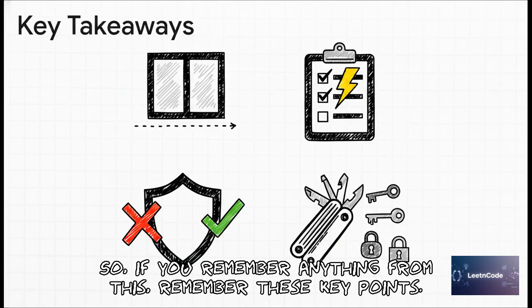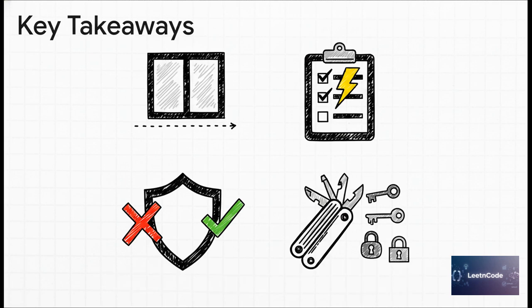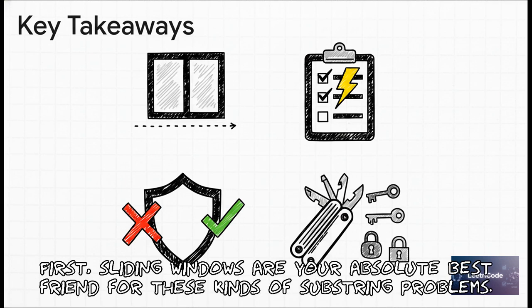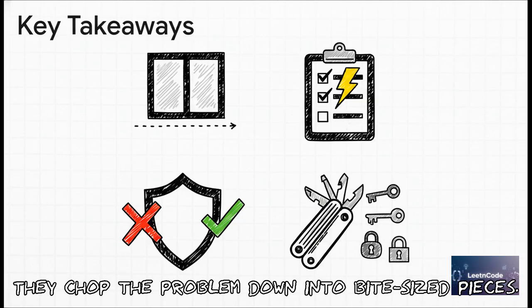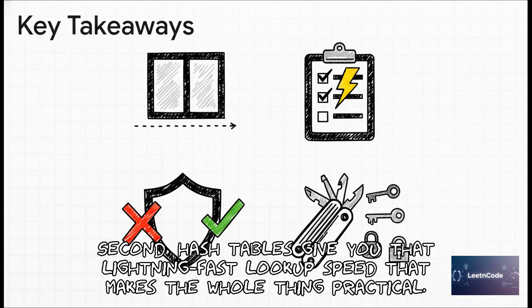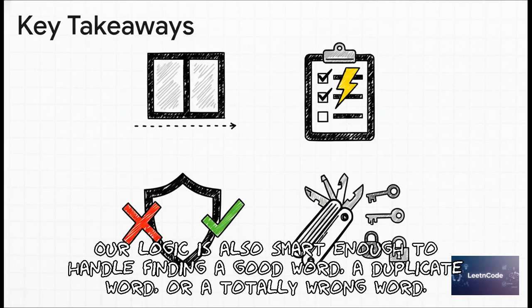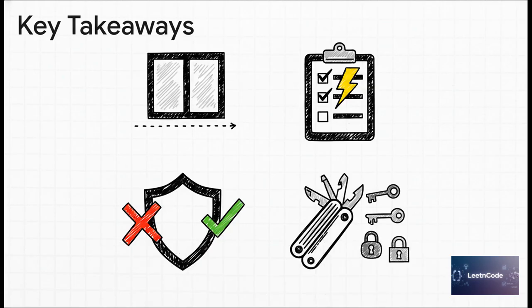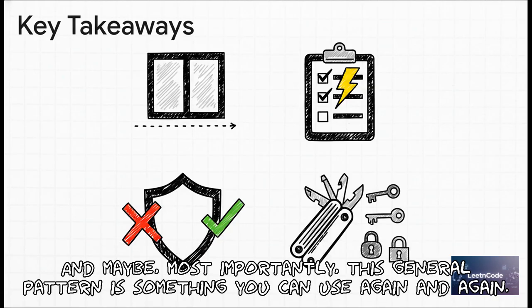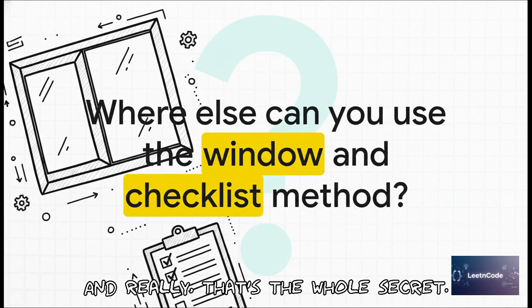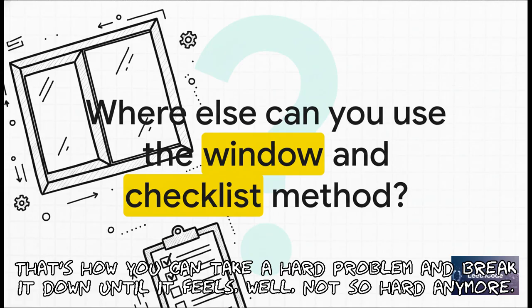So if you remember anything from this, remember these key points. First, sliding windows are your absolute best friend for these kinds of substring problems. They chop the problem down into bite-sized pieces. Second, hash tables give you that lightning-fast lookup speed that makes the whole thing practical. Our logic is also smart enough to handle finding a good word, a duplicate word, or a totally wrong word. And maybe most importantly, this general pattern is something you can use again and again. And really, that's the whole secret. That's how you can take a hard problem and break it down until it feels, well, not so hard anymore.